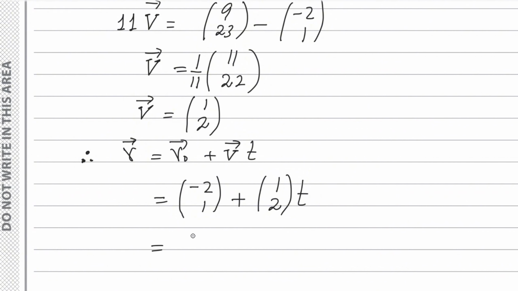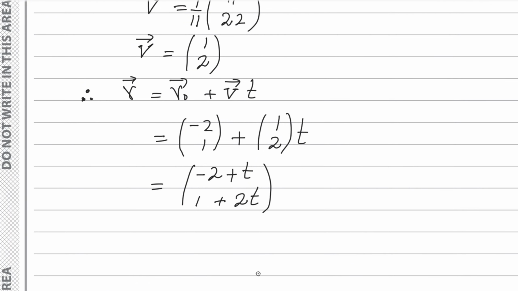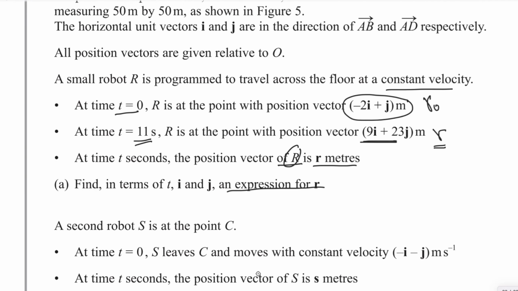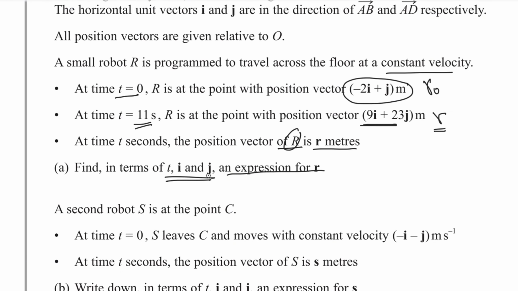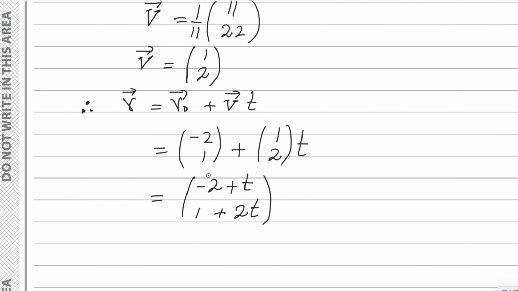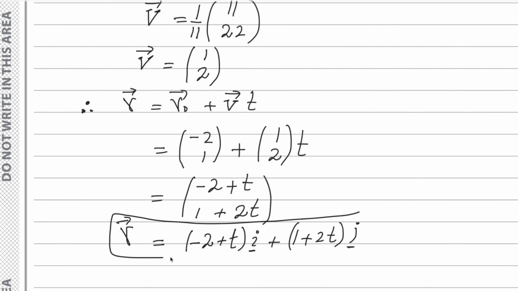So you can combine them together. We can write -2, and this t will multiply there, so -2 plus t, and 1 plus 2t. Because this is the demand of our question, we should write our answer in the form of i and j. So we reconvert this into the standard form of the vector equation. This is the coefficient of i, so it will be (-2 plus t) i, plus this is the coefficient of j, (1 plus 2t) j. So this is the vector equation for robot R after time t.